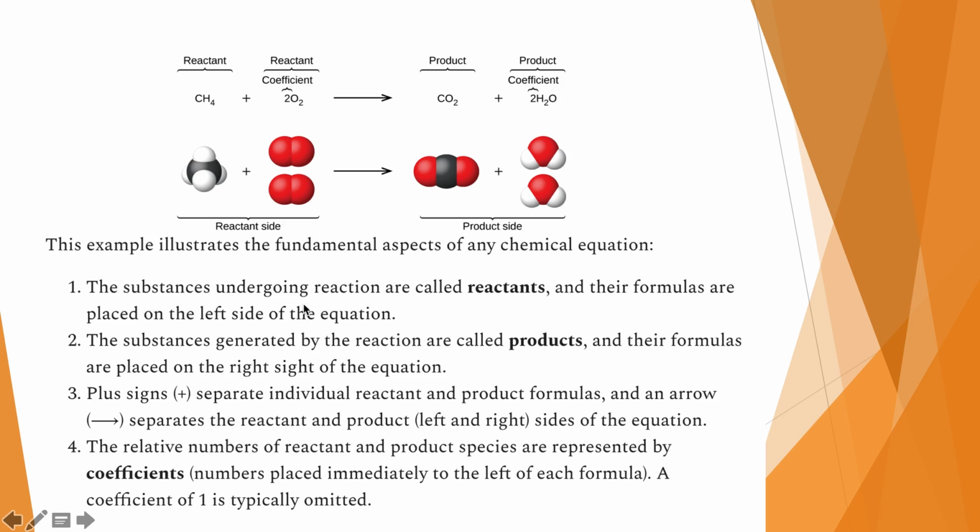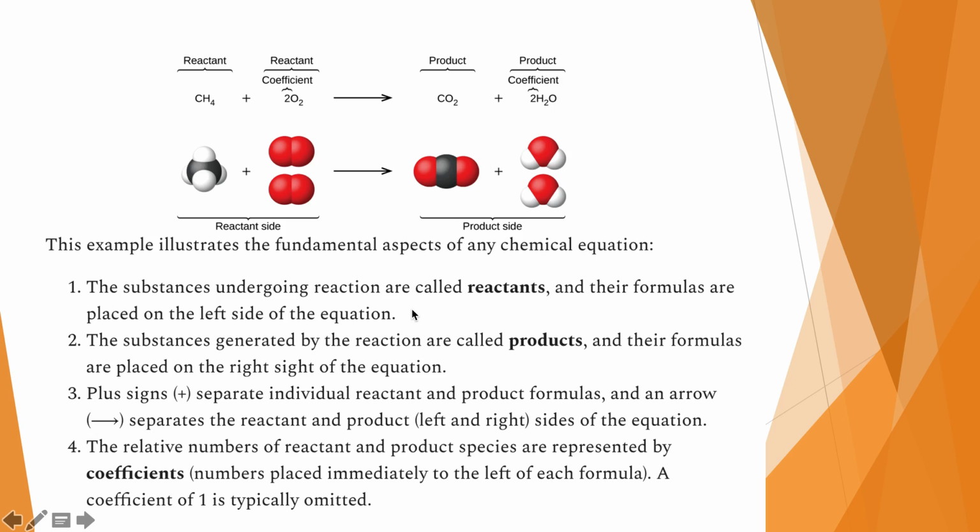Plus signs separate individual reactant and product formulas, and an arrow separates the reactant and product left and right sides of the equation. So what are we talking about here? Well, these 2 things are separate molecules or compounds in this equation, and then when the chemical reaction is illustrated by the arrow, when they combine, then we get these products. When there's a chemical reaction, we get these products.